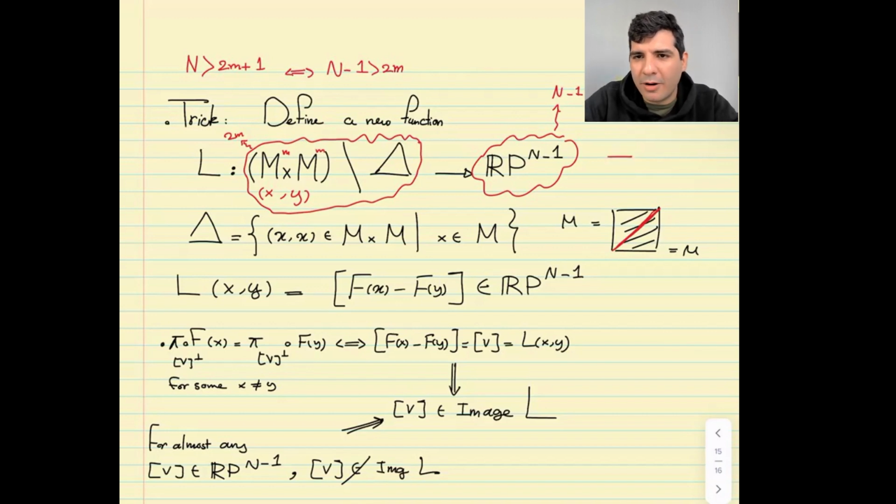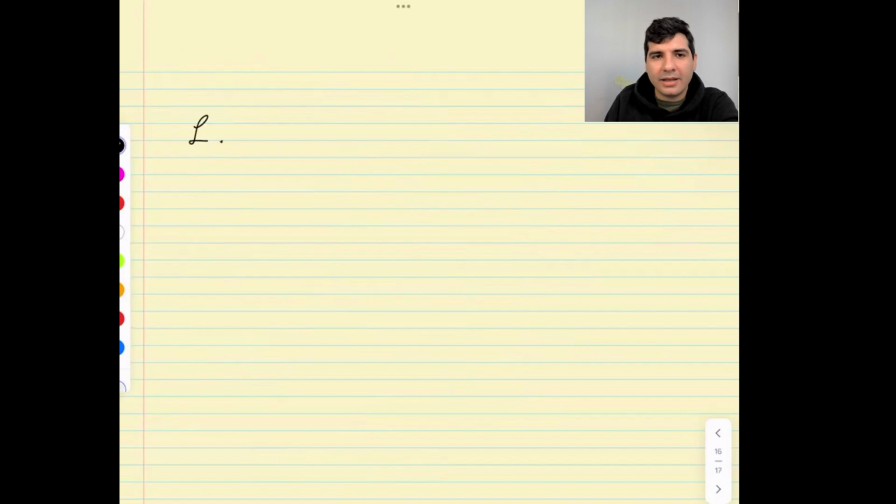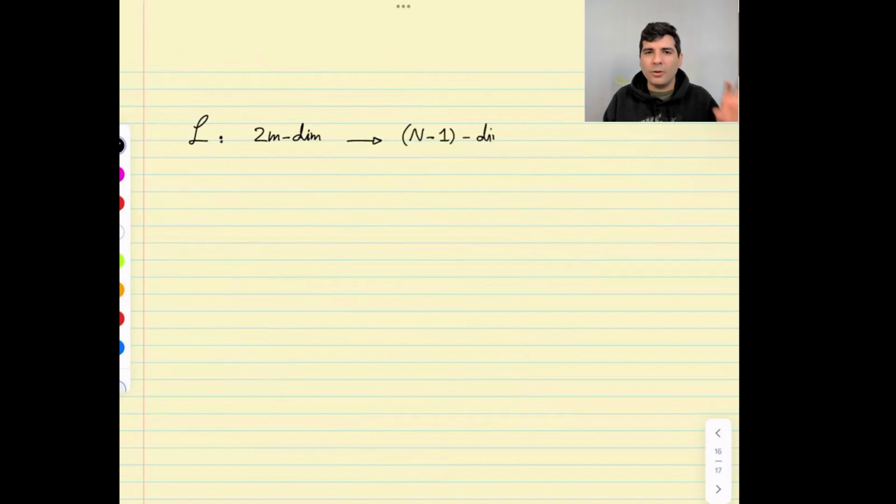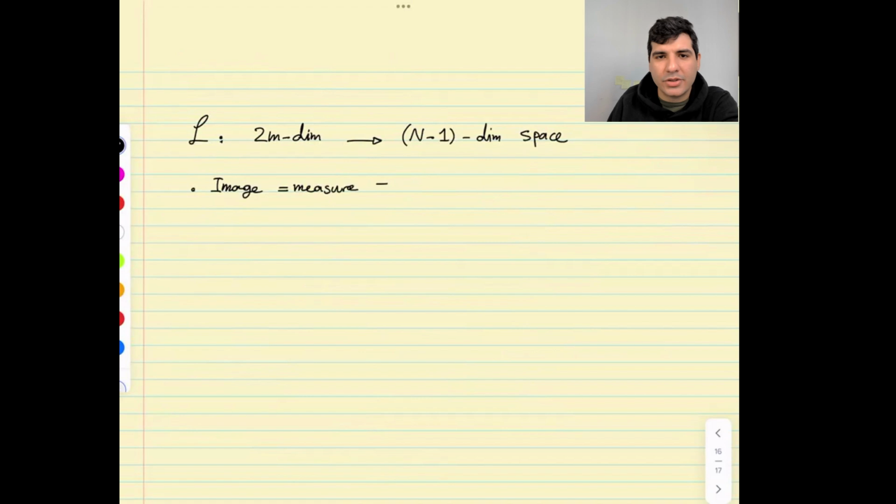For instance, think about mapping R2 inside R3. Its image would be a surface inside R3. Almost any point you pick inside R3 would not be on the image of your map. So here, the map L is a map from a 2m dimensional space into an n minus 1 dimensional space, from lower dimensional space to higher dimensional space. So almost any point you pick inside the target would not be on the image of L. In other words, the image of L has measure 0. Therefore, any vector v you pick would not be on the image. Therefore, pi V perp f would be injective.